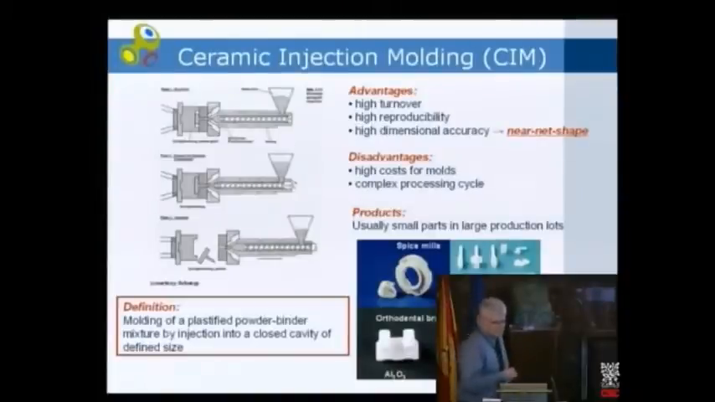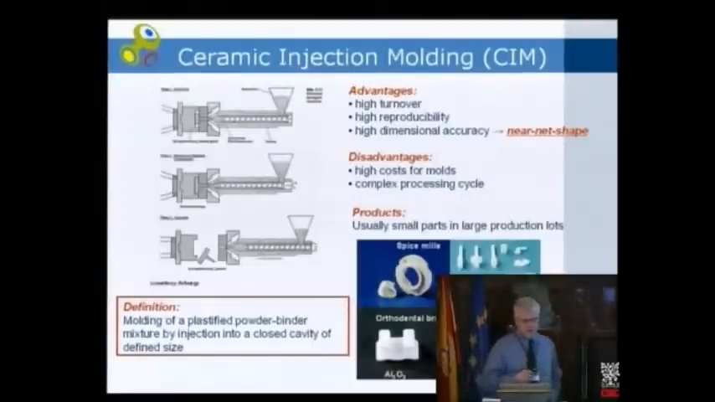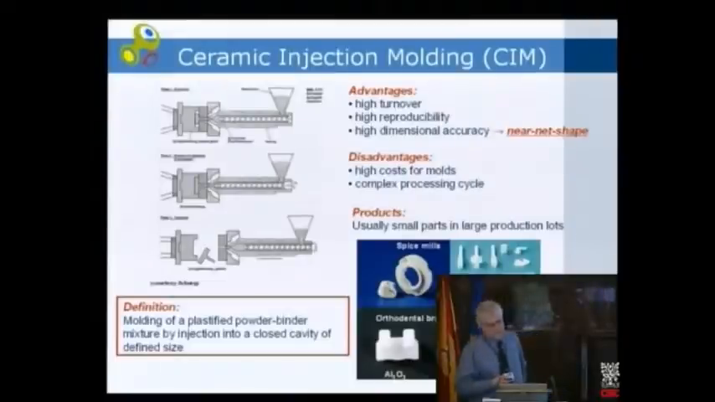So what is thermoplastic forming? In this case, ceramic injection molding. This is molding of a plastified powder binder mixture by injection into a closed cavity of a defined size. This definition gives a good introduction to the features of the process. You can see that the advantages are in a high turnover. We can produce a lot of samples in a quite short time, with one shot ranging from 10 seconds to half a minute, depending on the complexity and the size of the part.